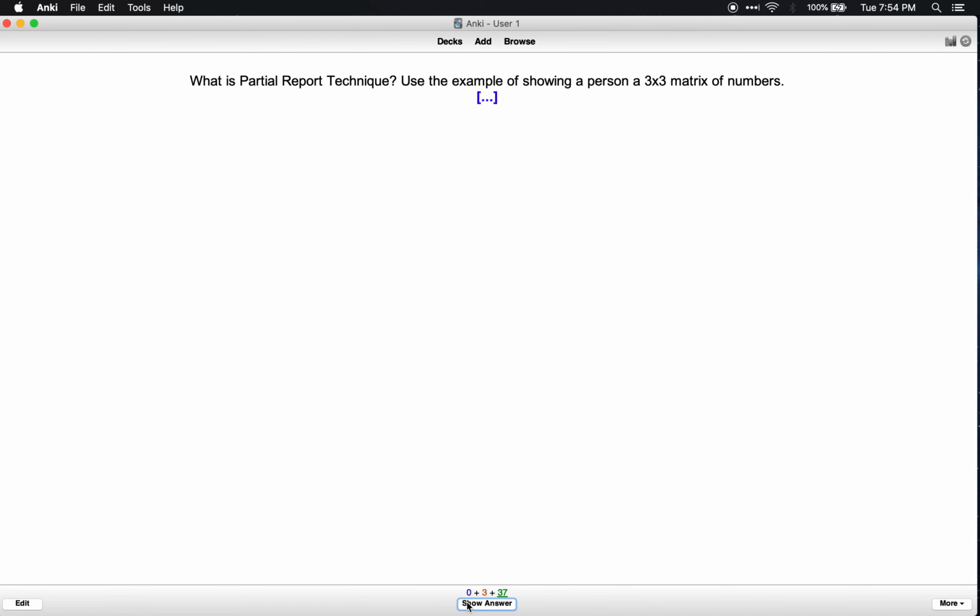Partial report technique: you show them a 3x3 matrix of numbers and ask them to say one row of numbers, and they're probably able to do it mainly because the image hasn't left their sensory memory.